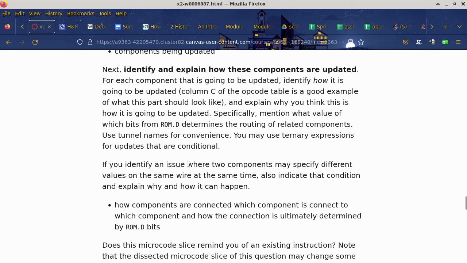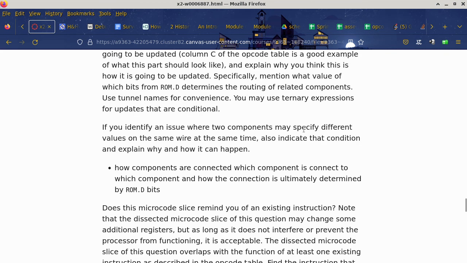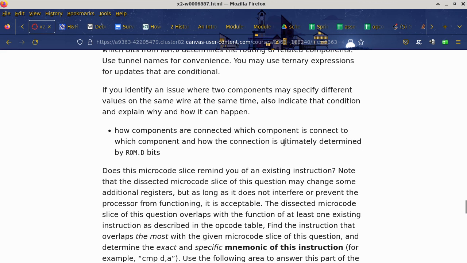If you identify an issue where two components may specify different values on the same wire or node at the same time, also indicate that condition and explain why it can happen. But in this case, we do not have a problem. The third part is how components are connected, which component is connected to which component, and how the connection is ultimately determined by the D bits. I think we just explained that.